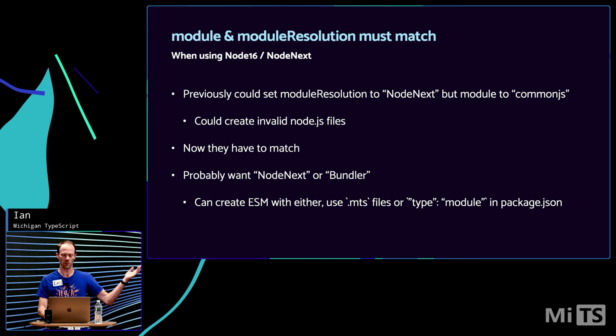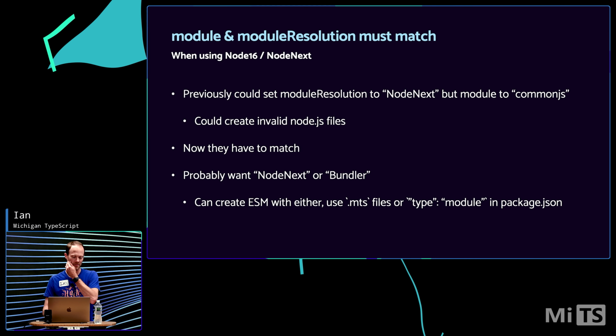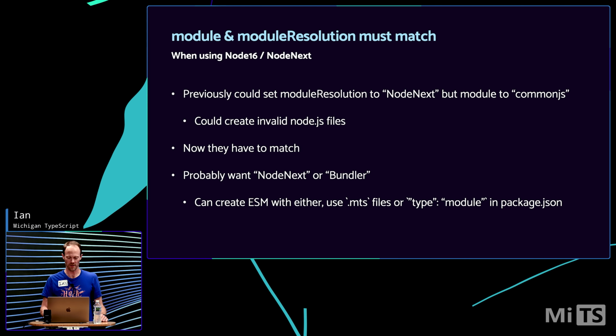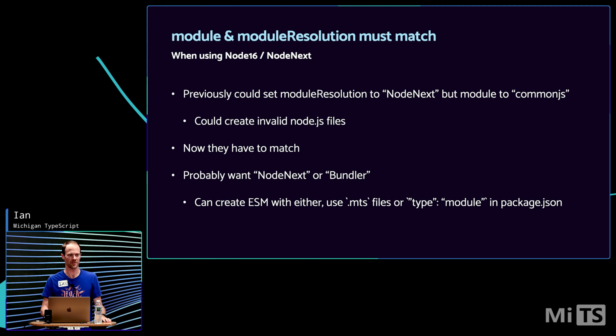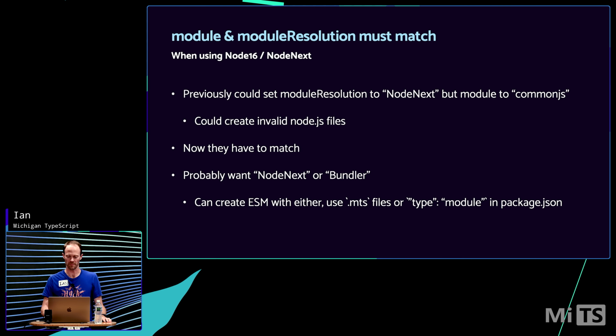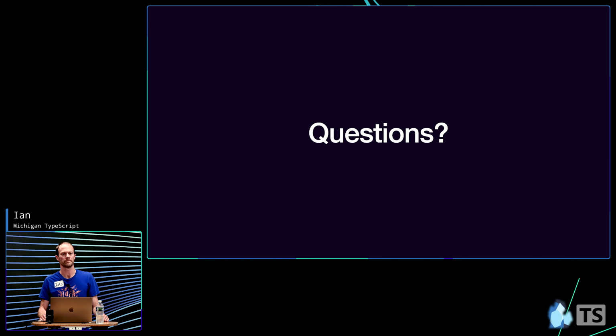And like I said, you can create ESM and CommonJS with either just by changing your type in your package.json. Any questions about this one?